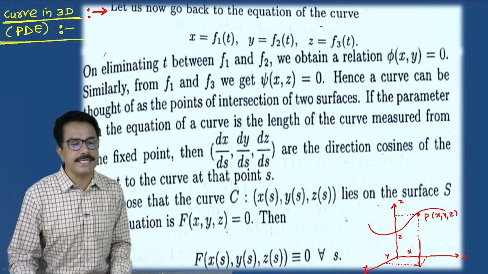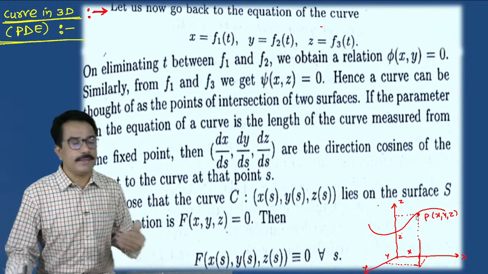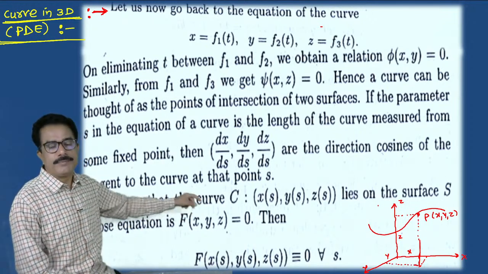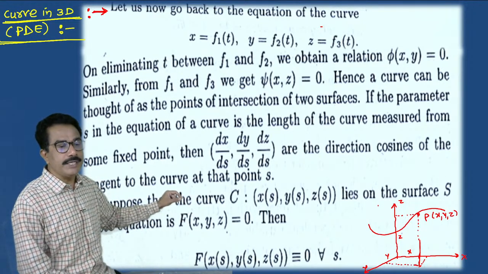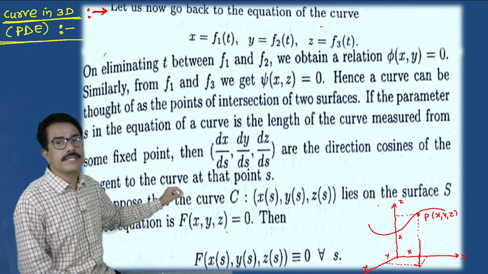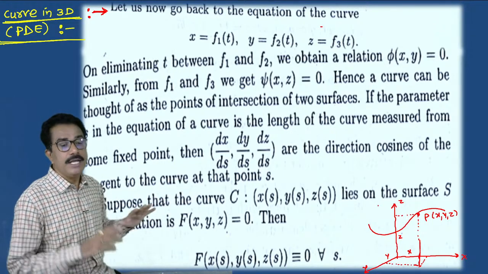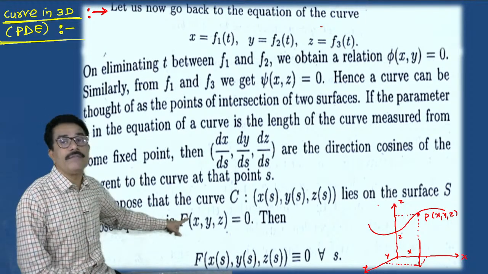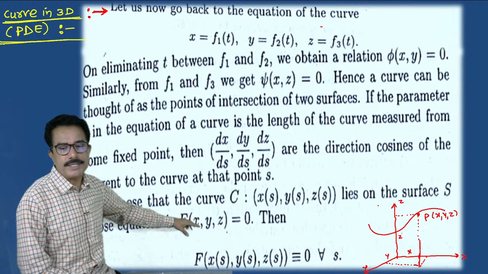So this is the tangent to the curve at a point. Suppose that the curve C, having coordinates x of s, y of s, z of s, lies on the surface S whose equation is f of x comma y comma z equals 0.